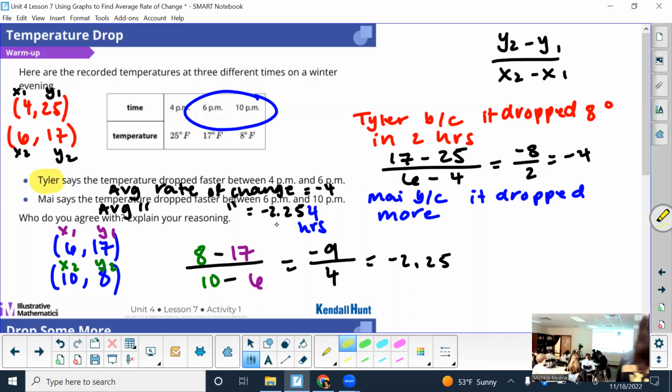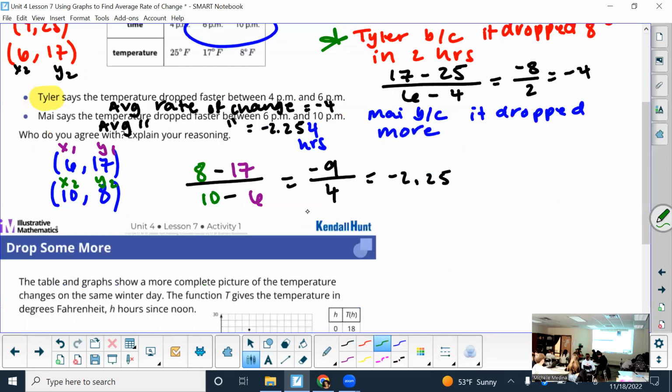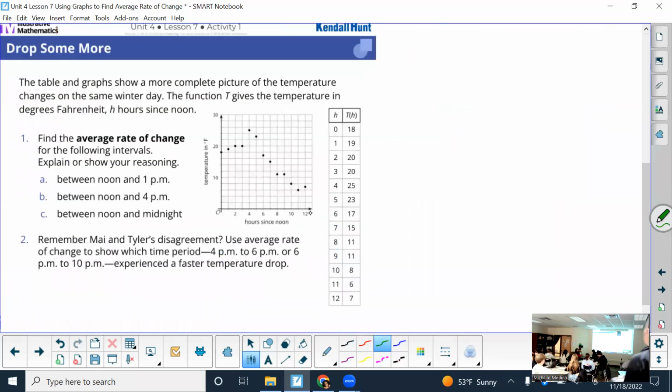All right, so then scrolling down. So really, Tyler was the one who is correct, and you can prove it algebraically. So same situation, except more data. And this is actually on your paper now. So the table and graphs show a more complete picture of the temperature changes on the same winter day.